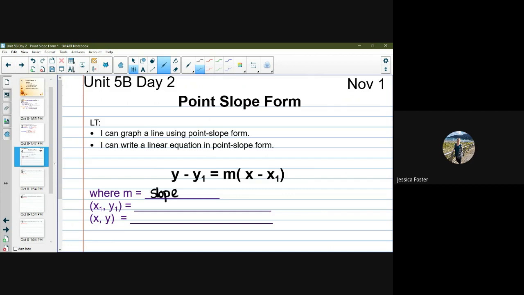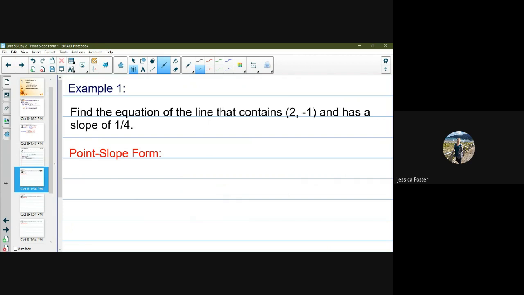And we have x1, y1, which is a specific point on our graph, and x, y are our variables, our changing values. They're any other point on the line. All right, pause the video if you need to get that written down, and then we'll move on to some examples. Example 1, find the equation of the line that contains 2, -1, and has a slope of 1/4.